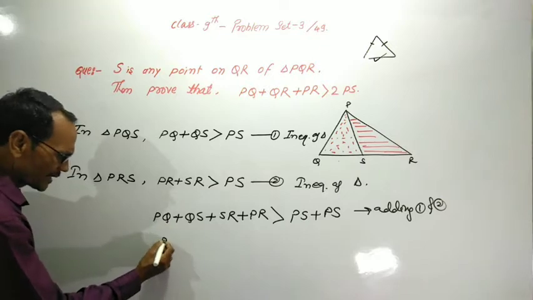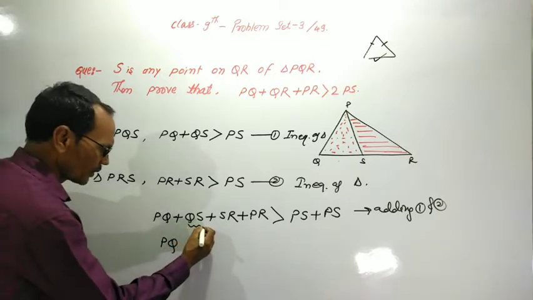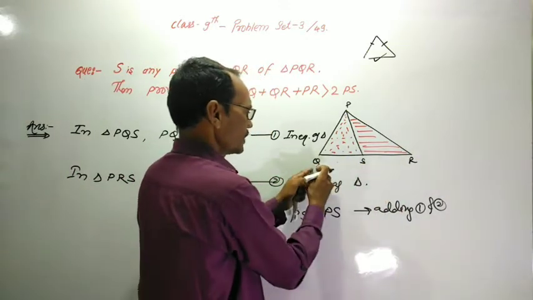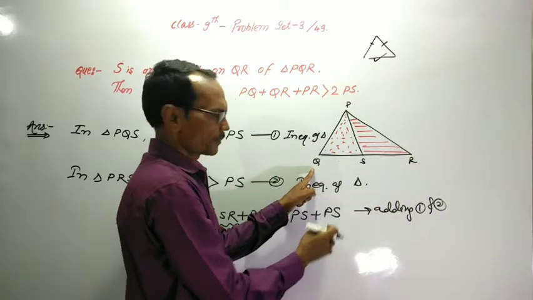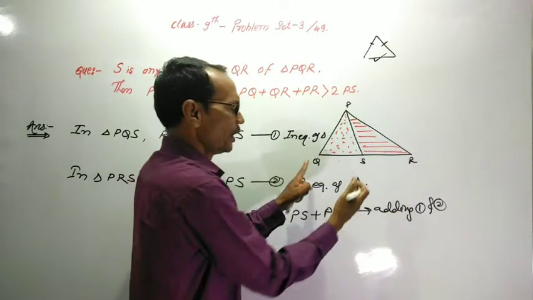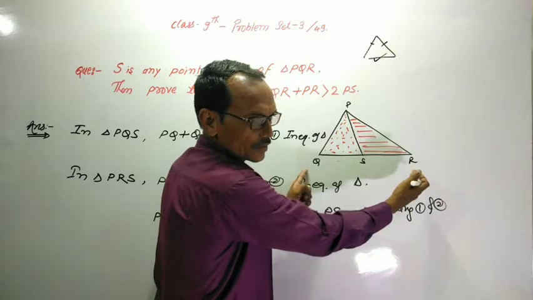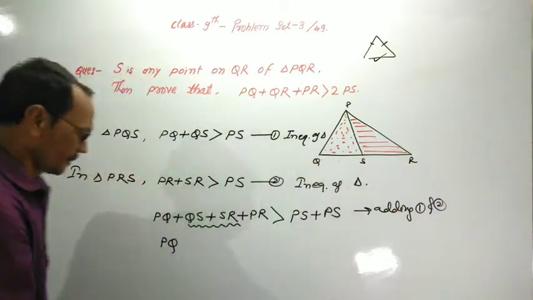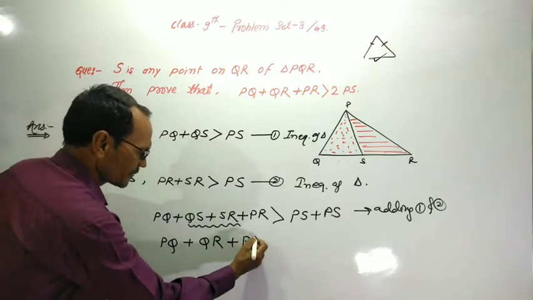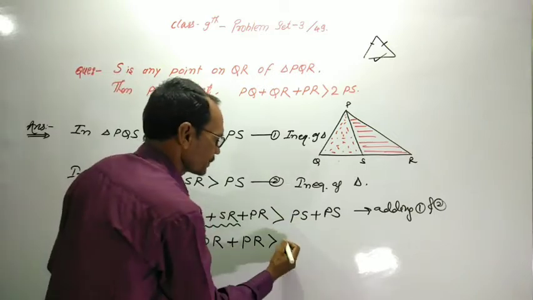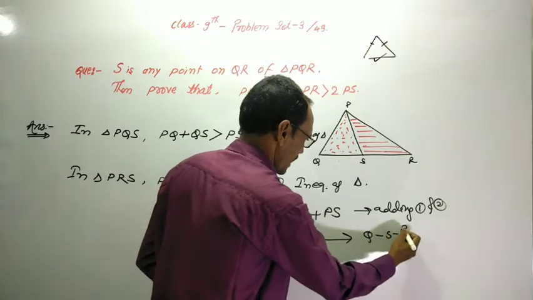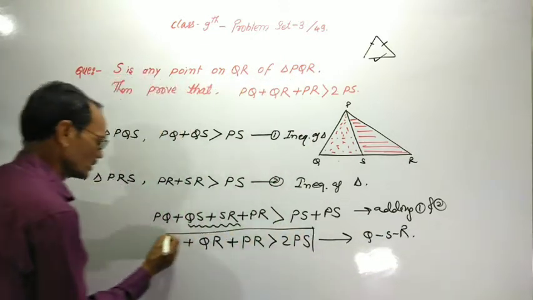Now PQ put as it is. What about QS plus SR? These 3 points are collinear to each other, Q-S-R, S lies between Q and R. Therefore, we can take the sum of the two smaller equal to the greater distance, by betweenness. Therefore, it becomes equal to QR. Put PR as it is, greater than PS plus PS, that is twice of PS. And what is the reason? Q-S-R. And this is the answer.